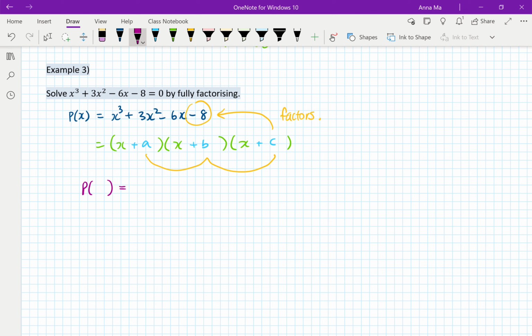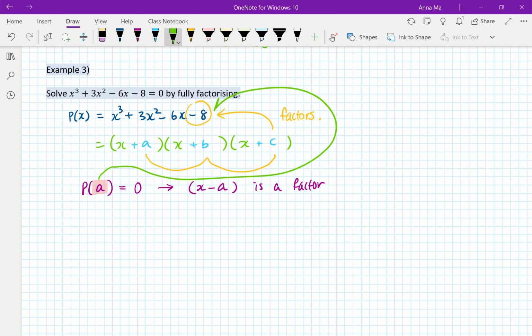And whatever number, say if I sub in a number and get a 0, then I know x minus a is a factor, right? Using the factor theorem. But the number that I sub into the polynomial will have to be a factor of -8. So we're not substituting any random numbers. We are only trying factors of -8. So let's list them. Of course, 1, 2, 4, 8, right?